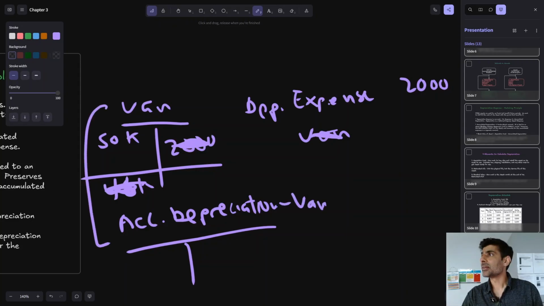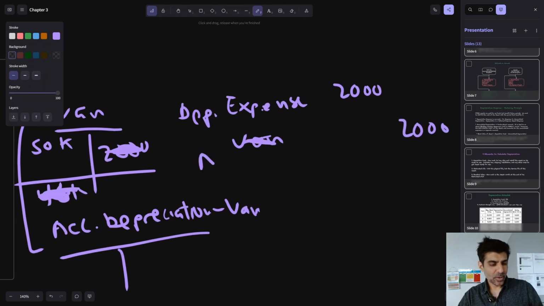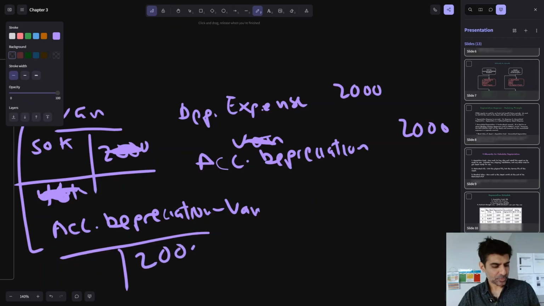They're buddies. Van is going to be a debit normal account, as all assets are. Accumulated depreciation, since it's a contra account, and we know the word contra means against, is going to be a credit normal account. So we'll keep this depreciation expense the same, but we'll now credit this accumulated depreciation account. This is going to be 2,000.